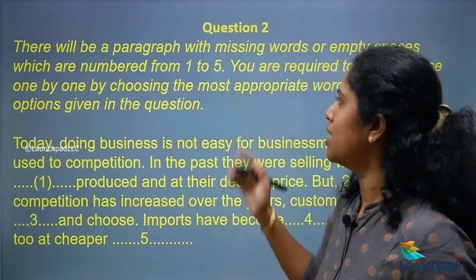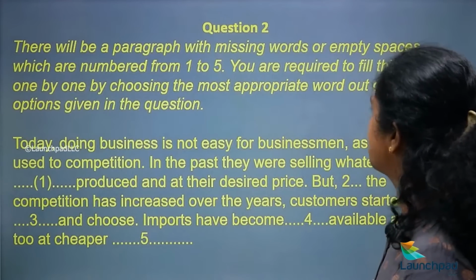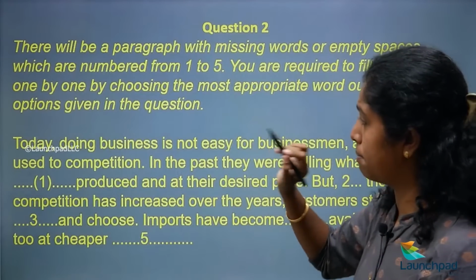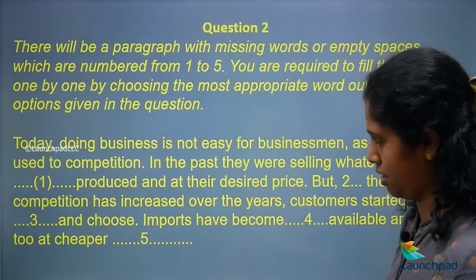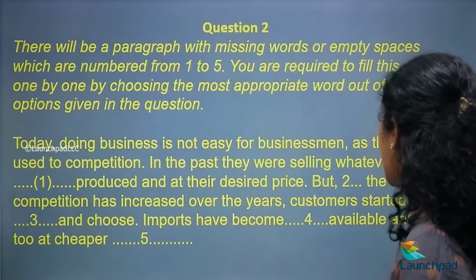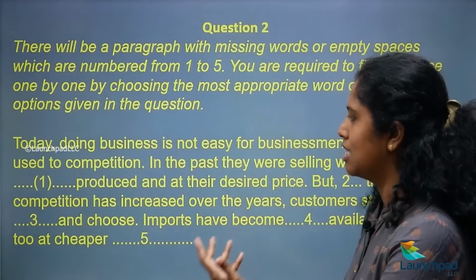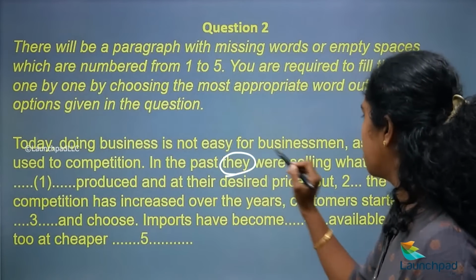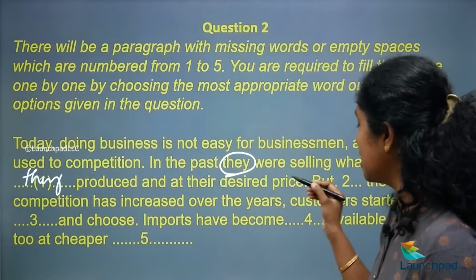So now let's move on to our second question. So what is this type? There will be a paragraph with missing words or empty spaces which are numbered from 1 to 5. You are required to fill in this space one by one by choosing the most appropriate word after the 4 options given in the question. Okay. So now let's see. Today, doing business is not easy for businessmen as they are not used to competition. In the past, they were selling whatever dash produced and at their desired price. So, in the past, they were selling whatever they produced, yes, and at their desired price.